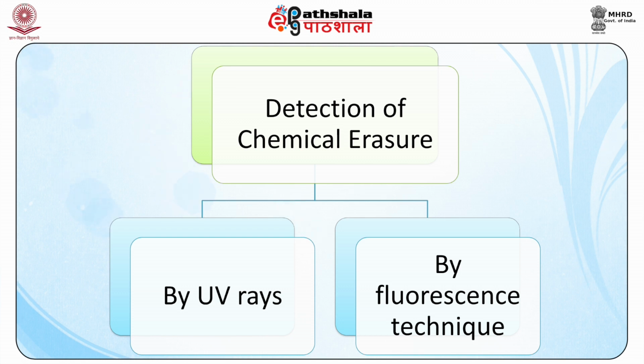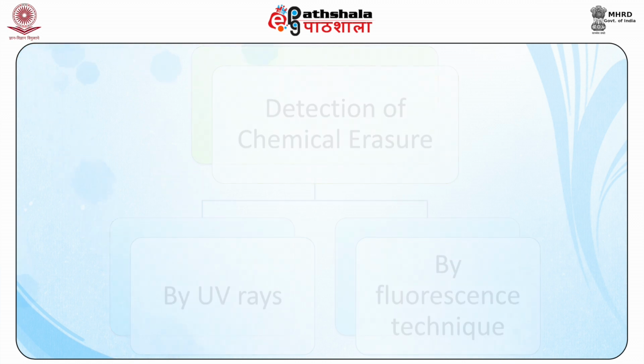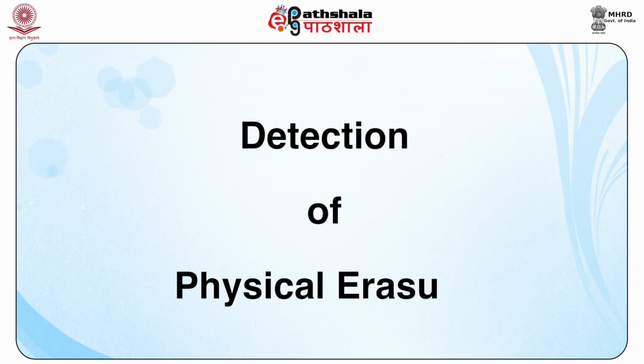The action of the chemical eraser often changes the fluorescence of the paper, and most chemical erasure can be easily detected and even photographed by UV rays, and as a witness in court you can prove with this photograph that this part has been erased after the UV rays when you photograph them. Coming to the detection of erasure by physical erasure.